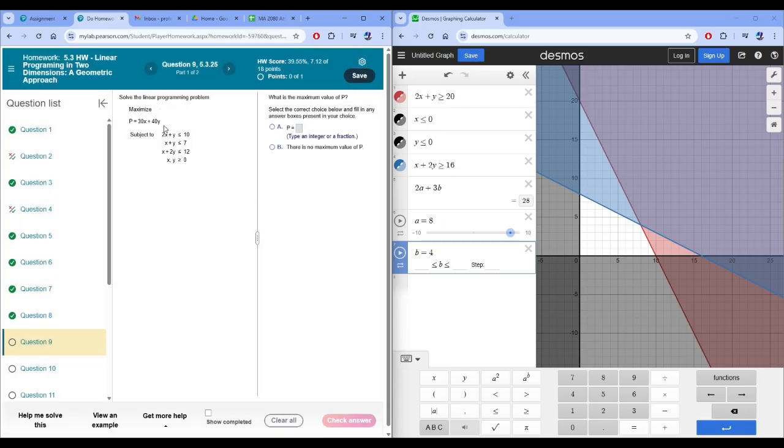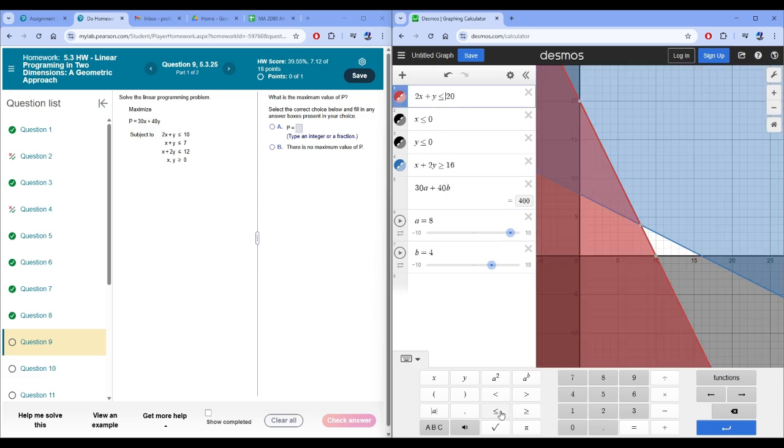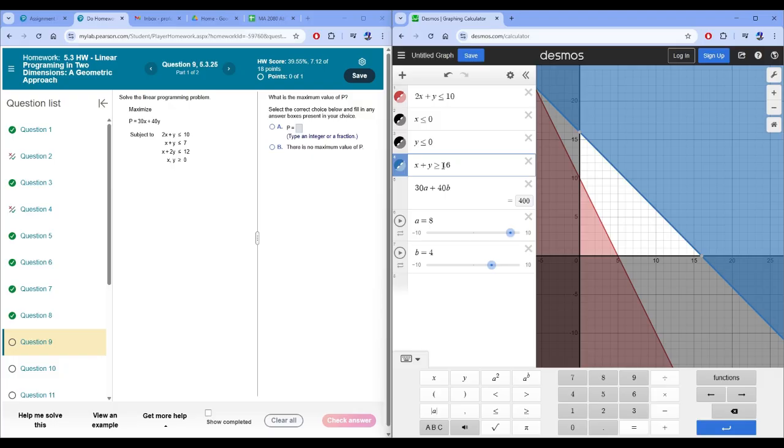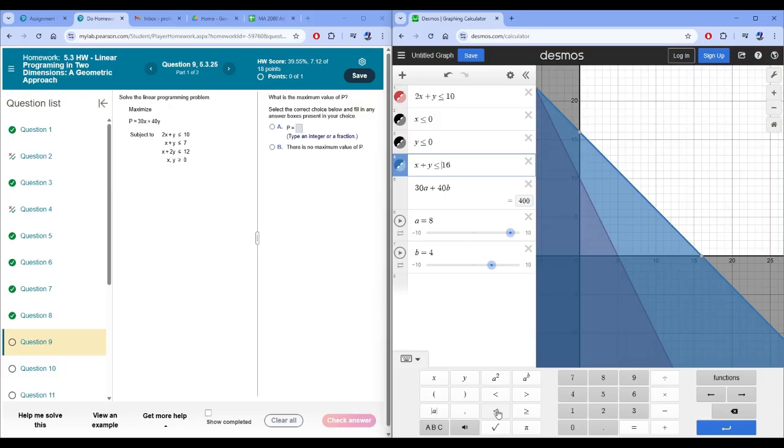Done. Alright, so here I want to maximize this equation. So let's take a peek. I'm going to get rid of this here. My equation now is going to turn to 30x plus 40y. So this is my profit function, P equals 30x plus 40y. I need to be subject to 2x plus y is less than or equal to, what is that, 10? And then x plus y is less than or equal to 7.